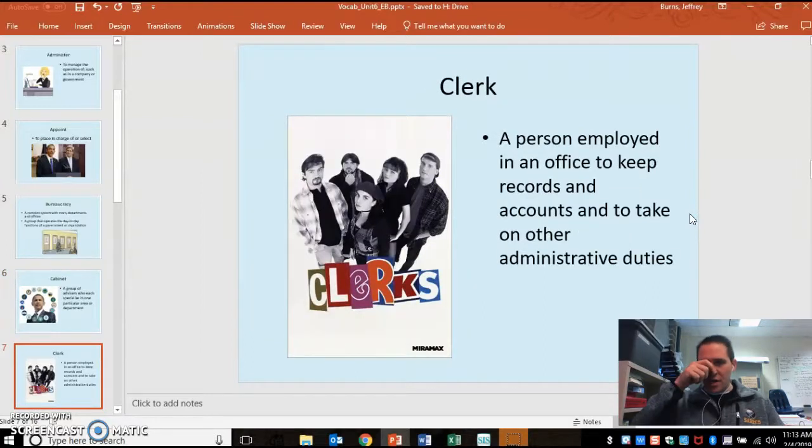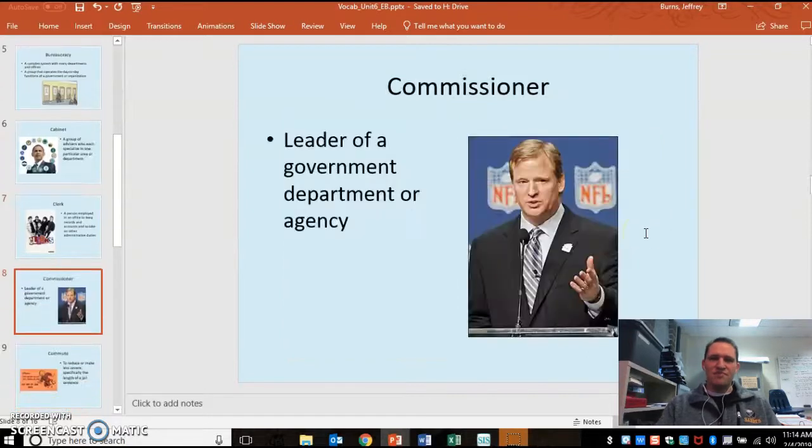All right, clerk. Clerk of the circuit court is one of the things we're going to learn about this unit. It's a person that basically takes administrative duties, and they record information, and they're really in charge of the organization of a certain office. Okay, that's a clerk.